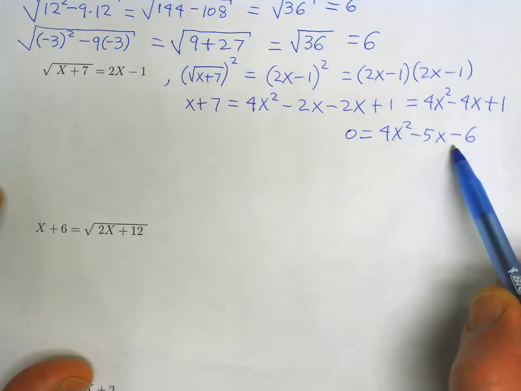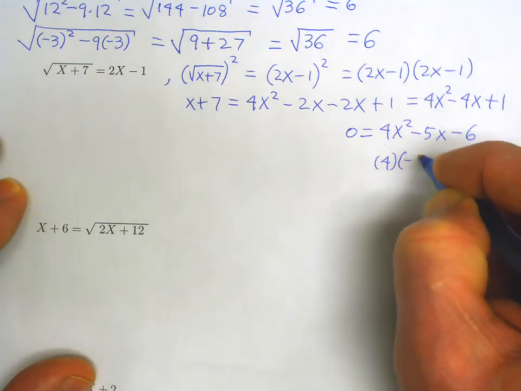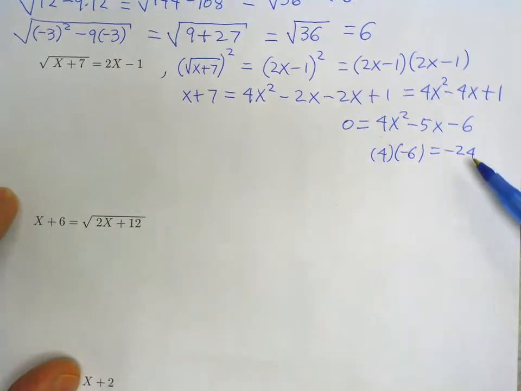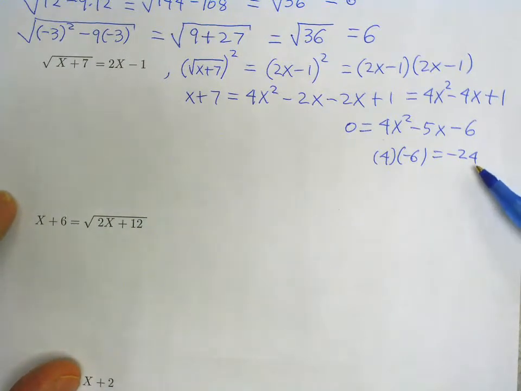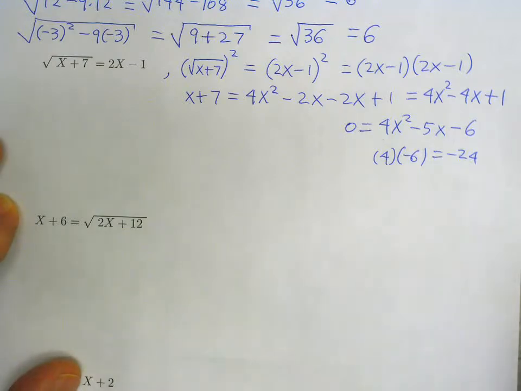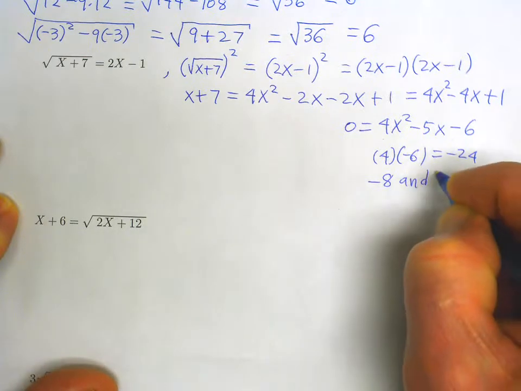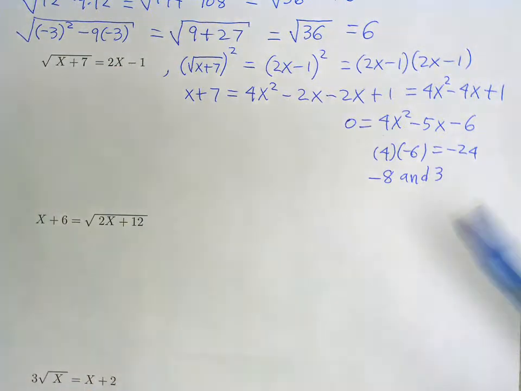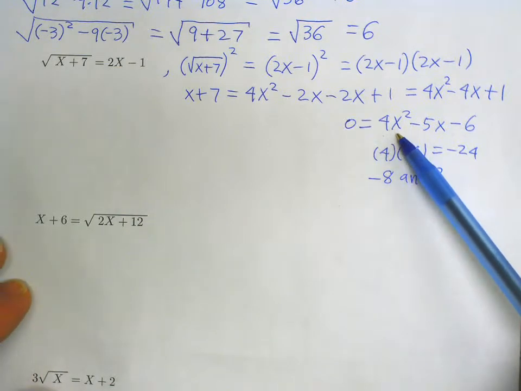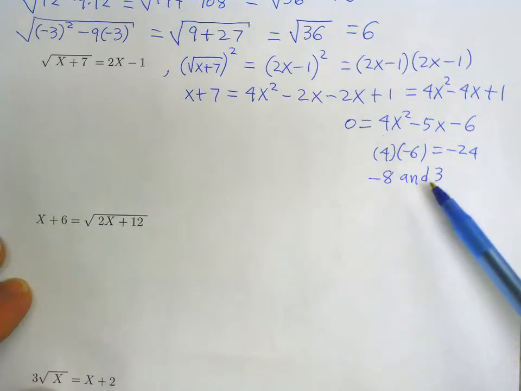4 times negative 6 is negative 24. And we want to see if we can find two integers that also have a product of negative 24 but add up to negative 5. Okay, it doesn't take too long to find that negative 8 and positive 3 are the two integers that we need. And so we'll replace the minus 5x with minus 8x plus 3x.